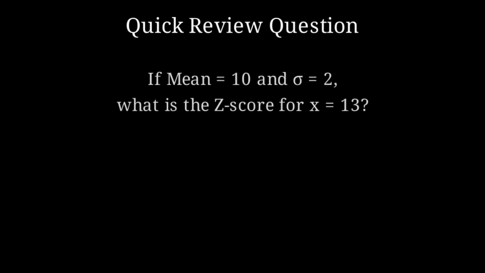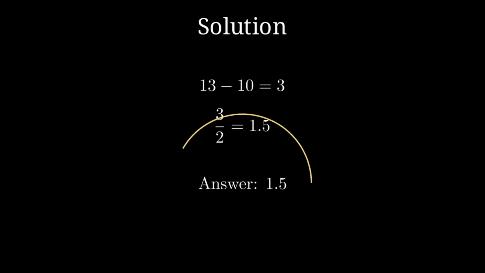Let's test your knowledge. If the mean is 10 and the standard deviation is 2, what is the z-score for a value of 13? Think about the formula we just practiced. The answer is 1.5. You subtract 10 from 13 to get 3, then divide by 2.